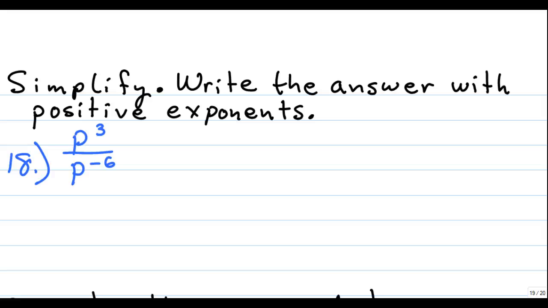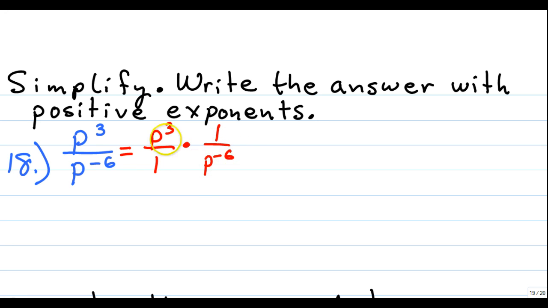Question 18, we're given p raised to the third power divided by p raised to a negative 6. We want to make sure that we clear this negative exponent. Let's do this by separating the p to the third power from the p to the negative 6. We'll do this by pulling out the p to the third and just putting it over a 1, multiplying to that a 1 over a p to the negative 6.